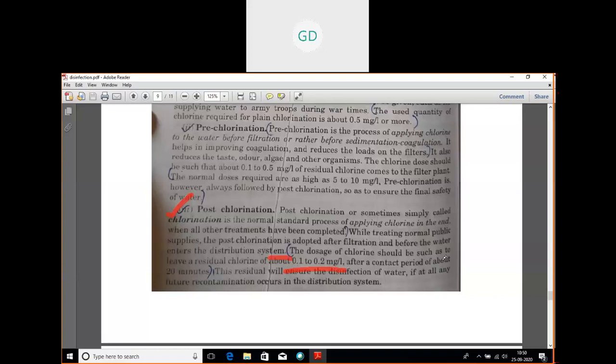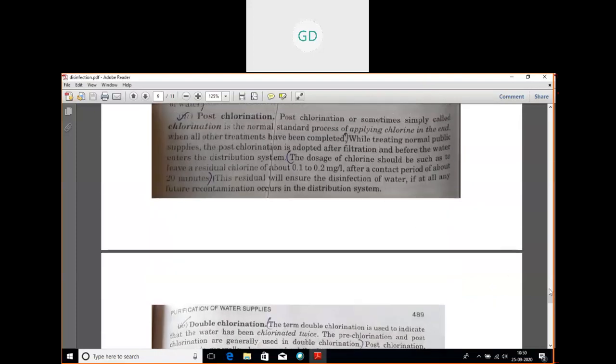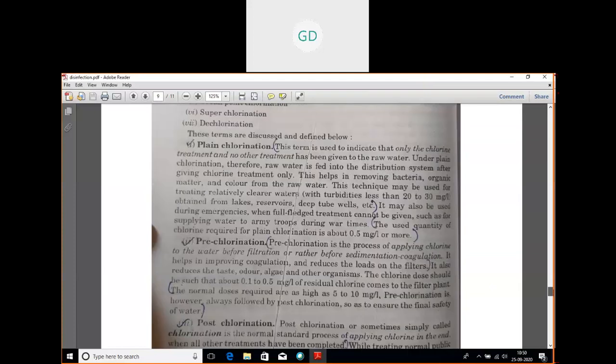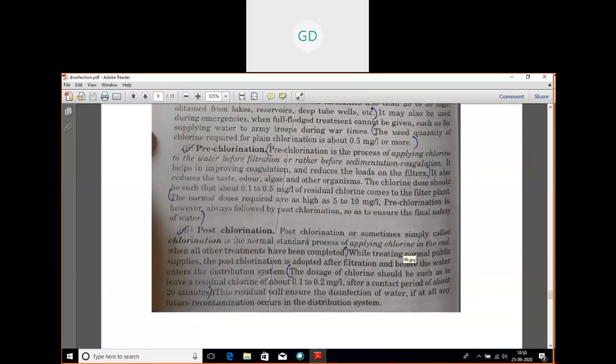Up to post-chlorination we have completed today. Later, in the next class, we will go to the next definitions. So today only up to post-chlorination. I will share this PDF with you so that you can write it down in your copy.